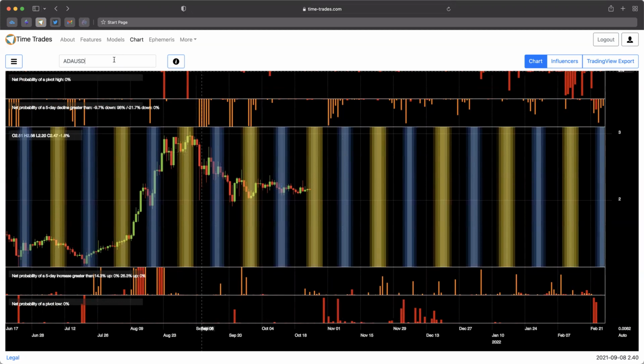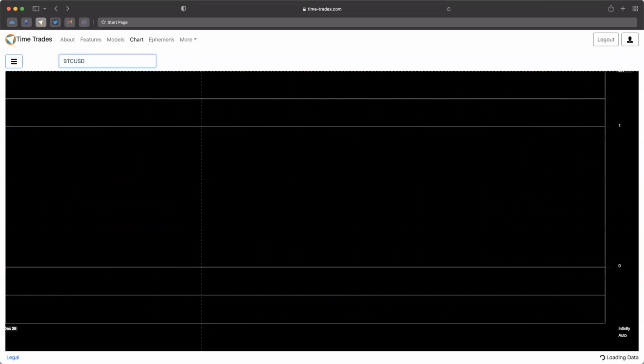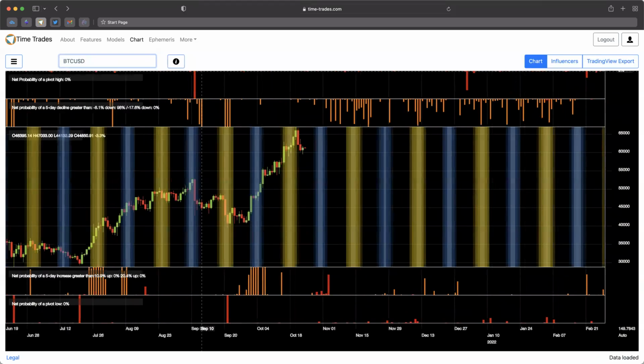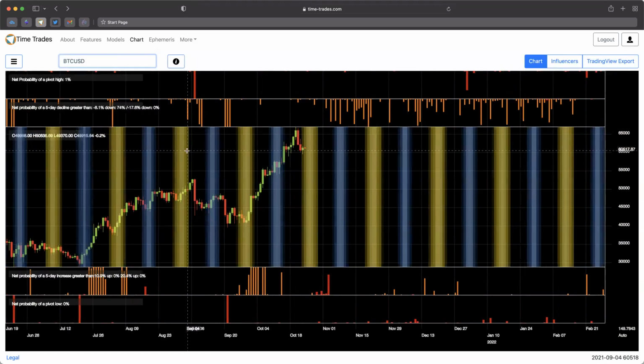Okay, so that's ADA. Let's take a look at Bitcoin. I've been pretty quiet on Bitcoin the last few weeks. The Time Trades has not been giving a lot of signals. And of course, that means it just goes on a tear going up from 40K to 65. And it's pulled back here a little bit. But I'm looking at this as a great opportunity to enter long.